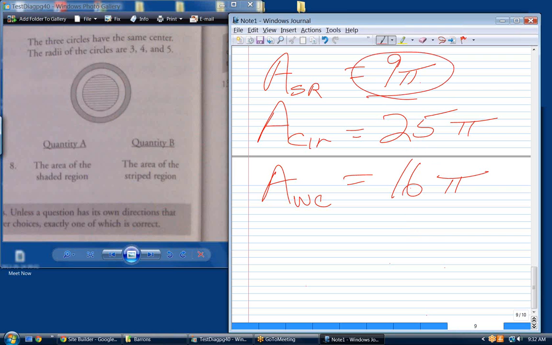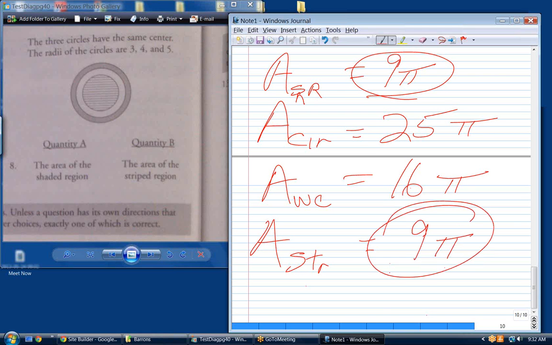We already got that, actually. We really don't need the rest of these. Since their question is the area of the shaded region and the area of the striped region, what's the area? I meant to say shaded and area of the striped region is what? 9 pi. So how do they compare? The quantity A is larger.